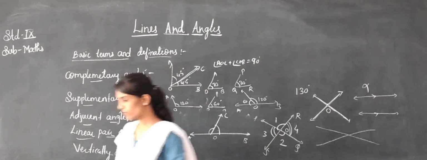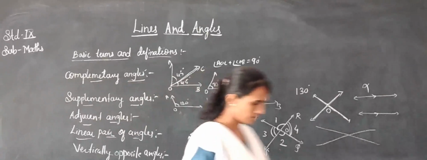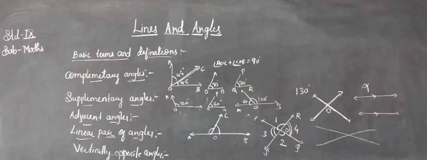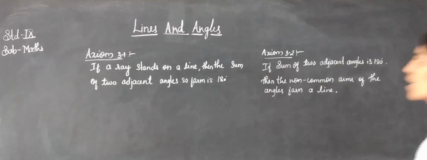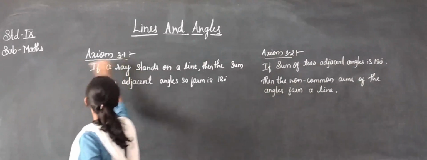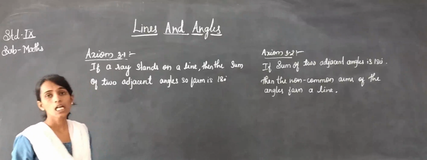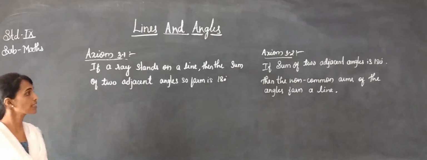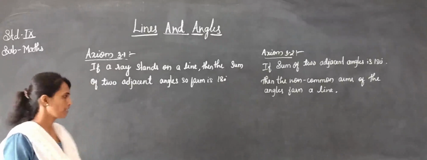So next, there are some axioms. Again some axioms. Axiom 3.1 from your textbook. What is that? If a ray stands on a line, any ray stands on a line, then the sum of two adjacent angles is 180 degrees.